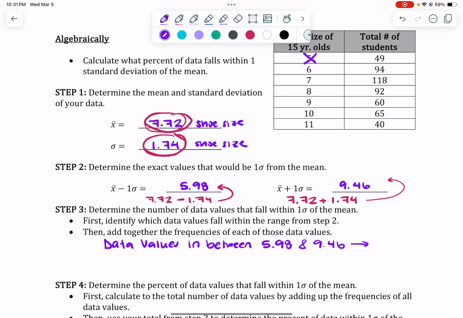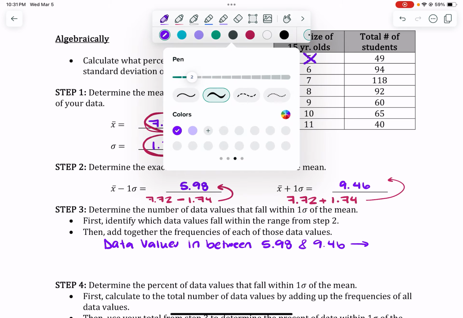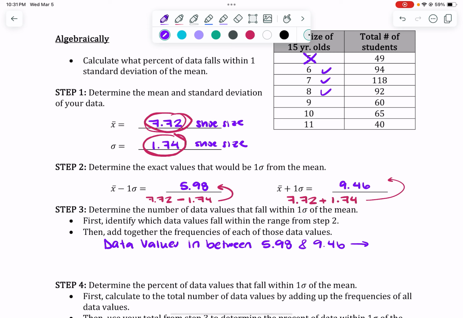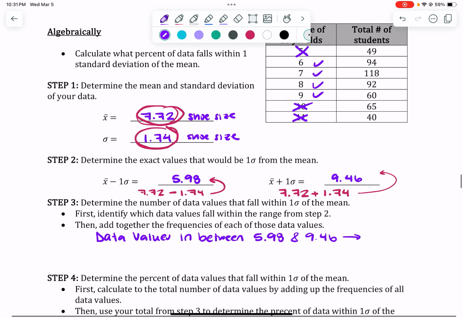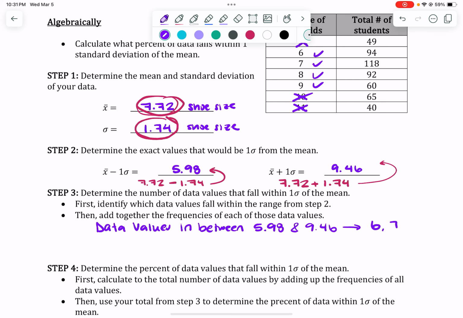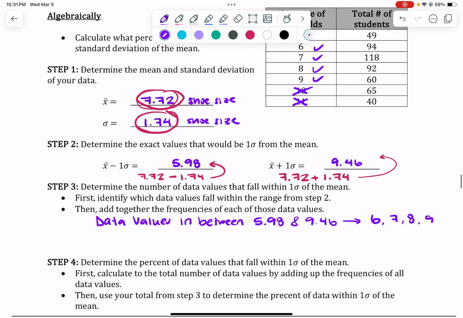Well, 5 does not. It's too small. 6 does. 7 does. 8 does. 9 does. 10 does not. It is larger than that. So I am looking for data values that are 6, 7, 8, and 9. But it's not just the data values I want. I want to know how many data values fall within that range. So how I do that is I take a look at their frequencies, the number of times that they occur, and I add them together.